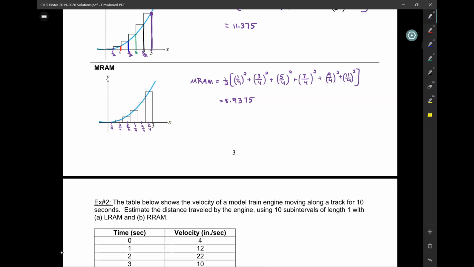Okay? How do we get it to be less of an approximation and more exact? By doing what? Not MRAM, but what eventually? More and more and more rectangles. Instead of 6 rectangles, 1,000,000, 1,000,000,000,000, a bazillion.